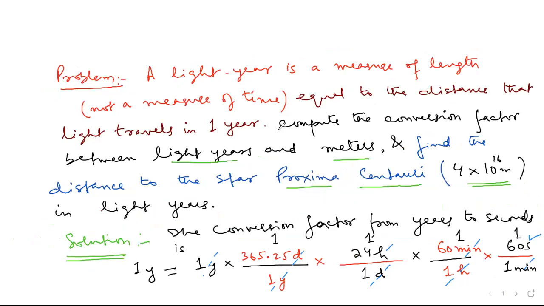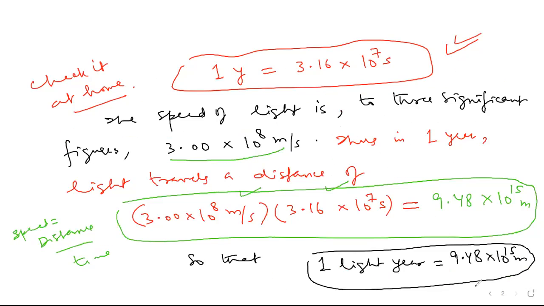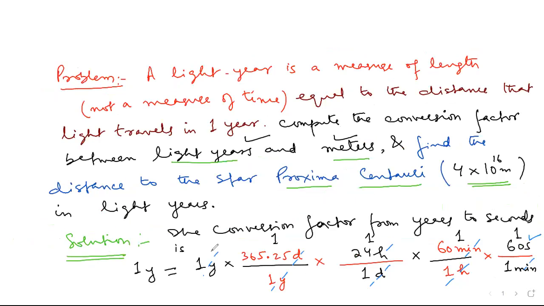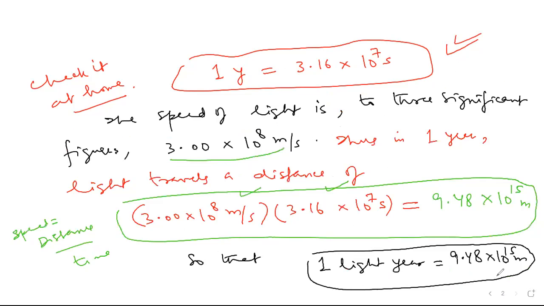The first part of the question was to compute the conversion factor between light years and meters. For that, first we found the number of seconds in 1 year. Then we used speed equal distance over time to calculate the number of meters in 1 light year. So we have done part first. Let us move to the part second.